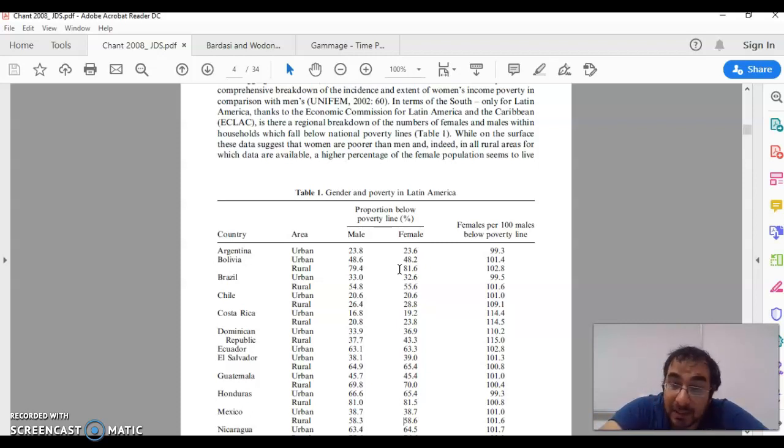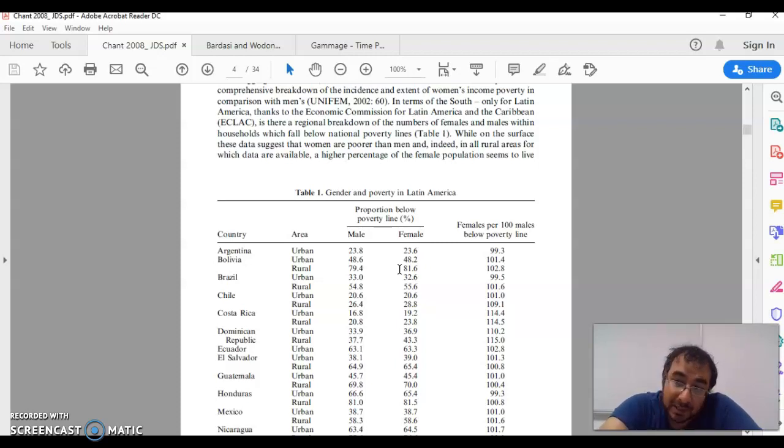Usually the poverty line is defined for families, which means basically when this data is created, they are just counting first the number of women in the poor families relative to the total number of women in the country, and then the number of men in the poor families compared with the number of total men in the country, and then divide it and then compare it.